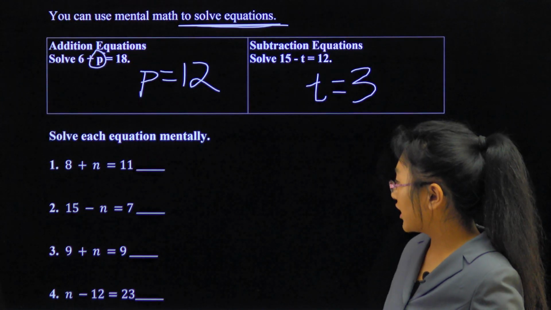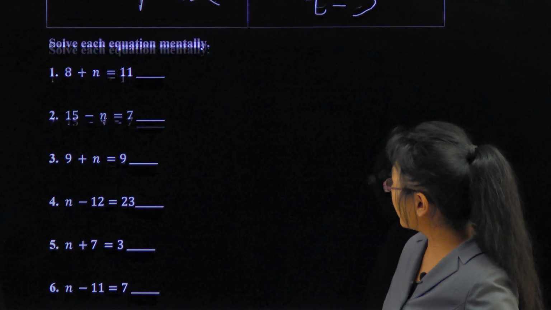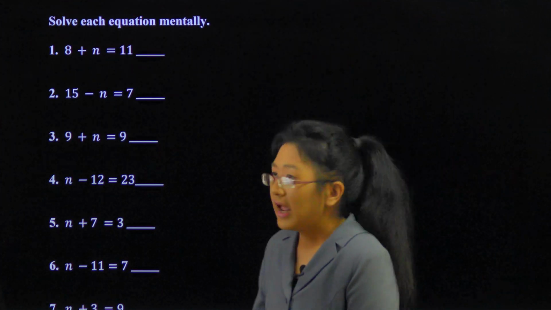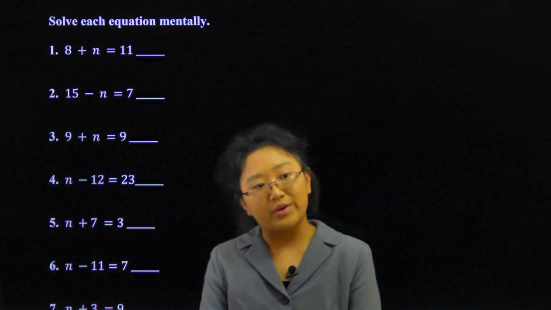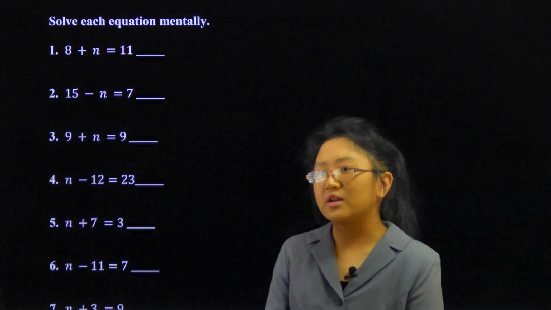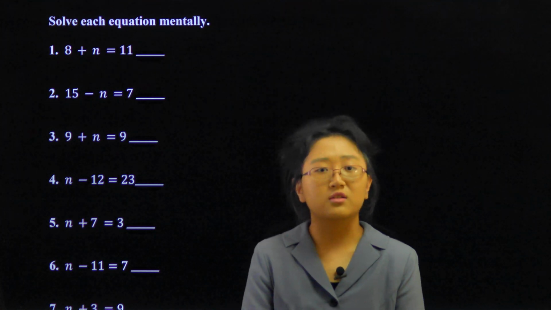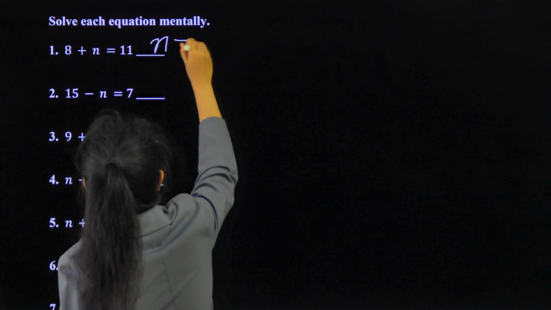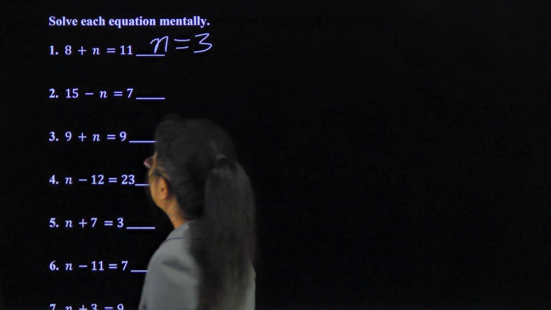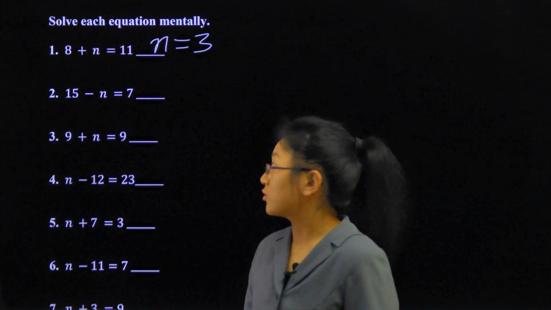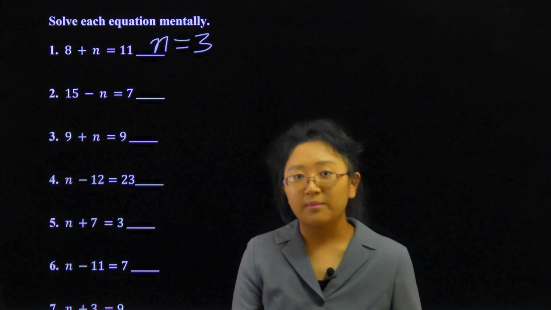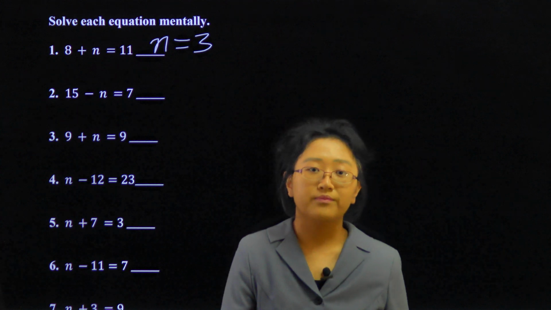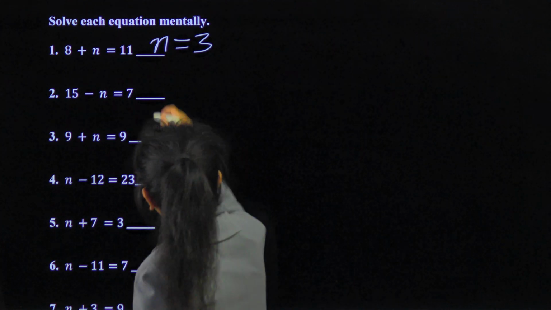Now we're going to solve each of these equations mentally. 8 plus n equals 11. 8 plus what equals 11? 8 plus 3 equals 11. n equals 3. 15 minus n equals 7. 15 minus what equals 7? 15 minus 8 equals 7.